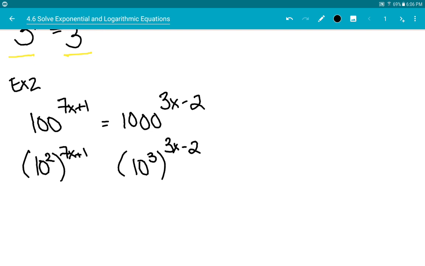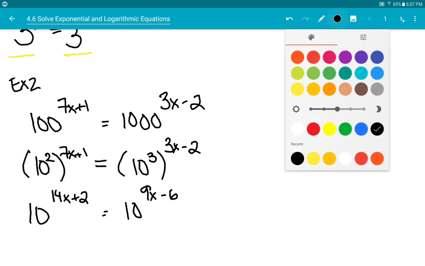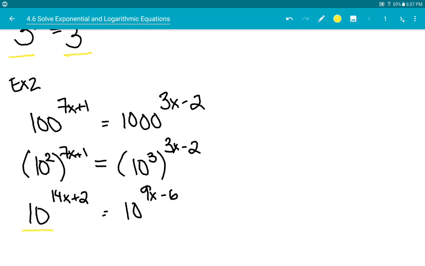Okay, so now, like before, we're going to multiply our exponents. So we get 10 to the power of 14x plus 2 equals 10 to the power of 9x minus 6. And now that both bases are exactly the same, I am allowed to equate my exponents and solve that linear equation.